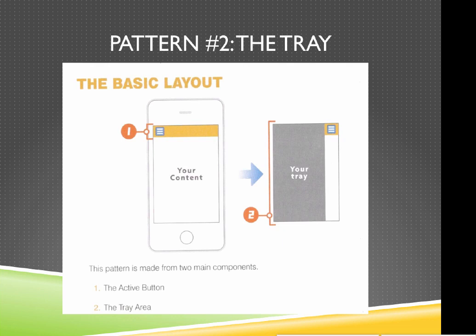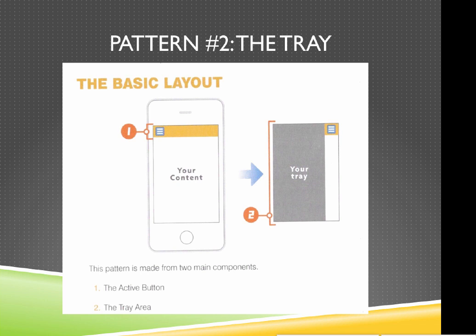Okay, so the tray pattern is another elegant way to launch your application. Instead of having a navigation bar in the header of the app, you would include an active button, which is labeled 1 in the illustration on the left. Next to the action button would be an ideal area to place your app branding logo. So if you look at the image on the left, that top area where it's yellow, you could put your app logo where it's blank.